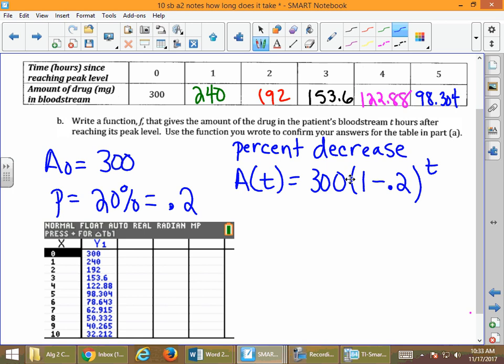So there we answered the question of how much the drug remains in the bloodstream in 1 hour. We still have a lot of it in our bloodstream after 1 hour, 240 milligrams. After 5 hours, we only have 98.3-ish in our bloodstream. About 1/3 of it left.